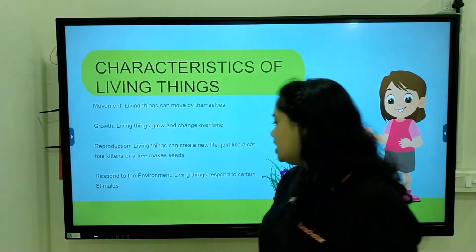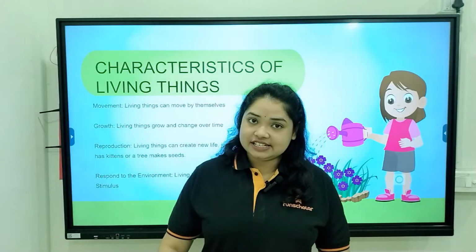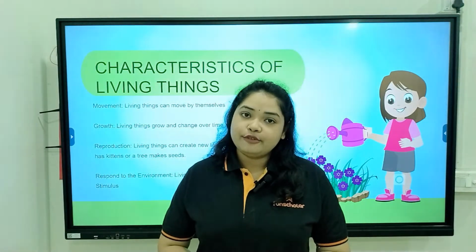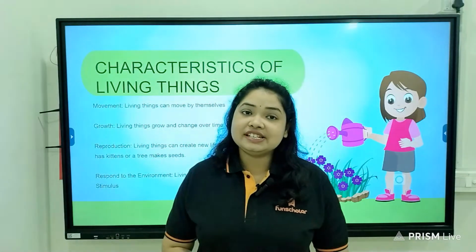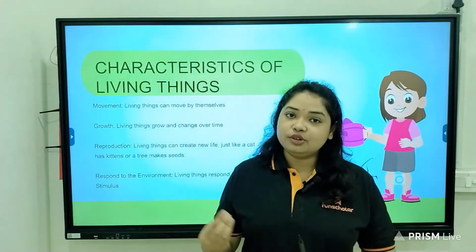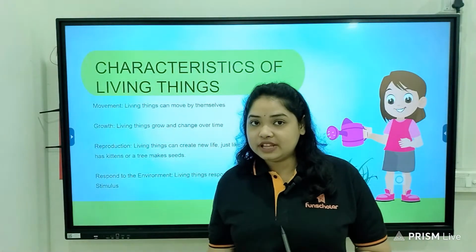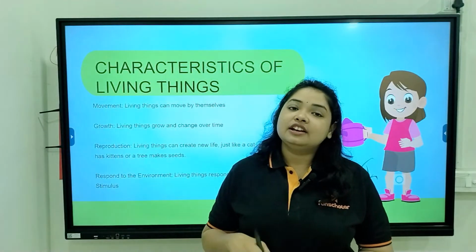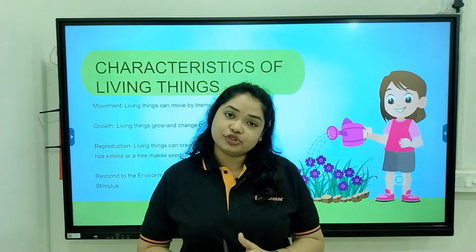Then, response to the environment. The living things, as already mentioned some time before, respond to stimuli. For example, if a plant receives light, which is an environmental stimulus, then the shoot portion will move towards the light and the root portion will move away from the light. Similarly, if there is darkness, then the root portion will move towards the darkness, but the shoot portion will move away from the darkness.